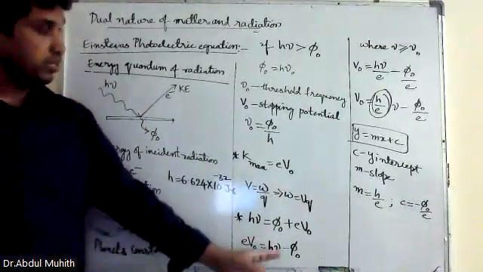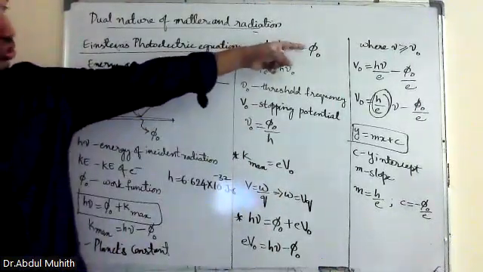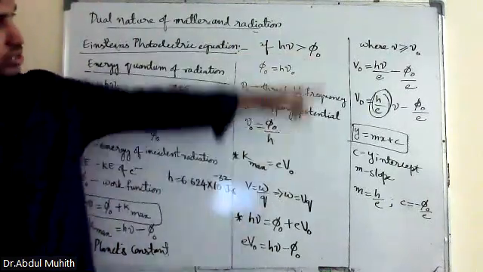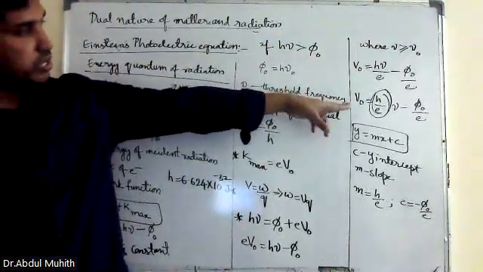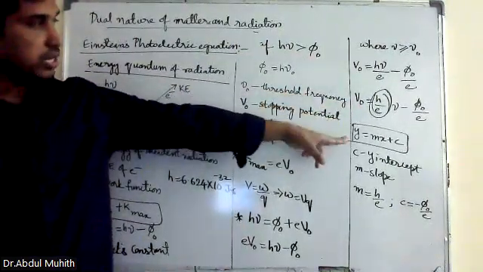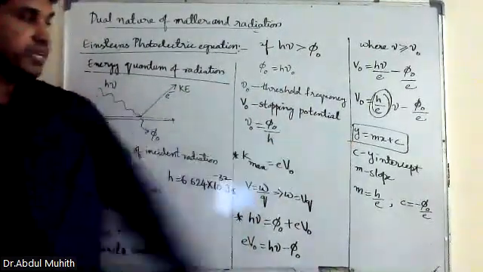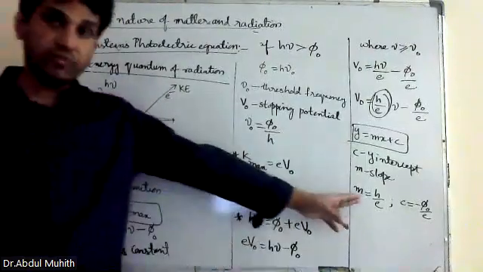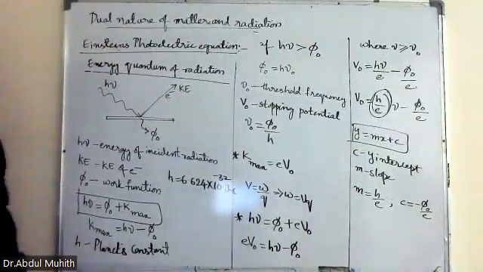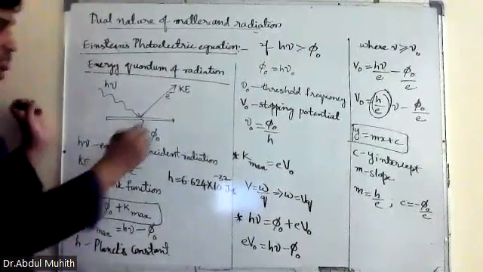Bring it to the other side, where nu is greater than nu 0. So what will happen now? Cross multiply this, you'll get this. Then V0 is equal to h by e into nu minus phi 0 by e. And it is in the form of y is equal to mx plus c. C is the intercept, y intercept, m is the slope. So from here we were able to find out Planck's constant.